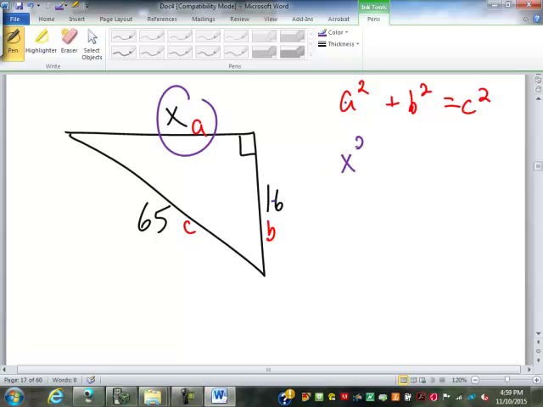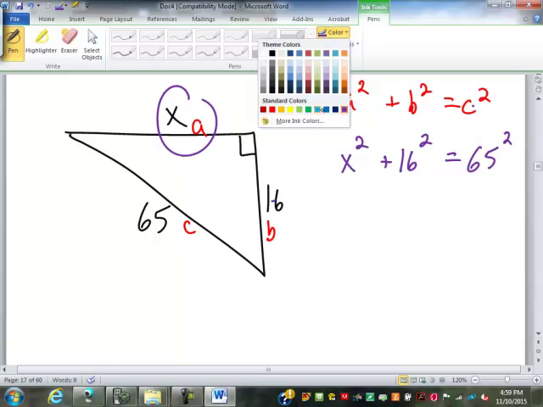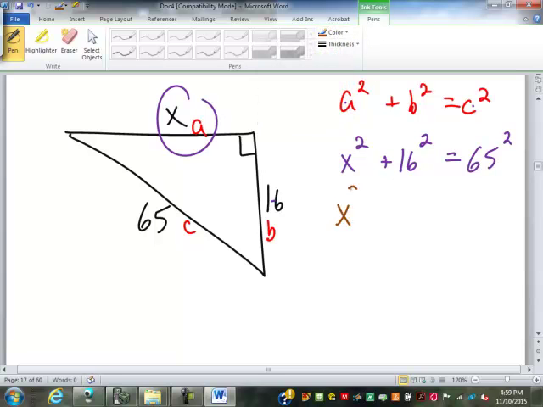So this is going to be x squared. I replace the A squared. Plus B is going to be 16, so 16 squared. And C is the 65, so 65 squared. So x squared plus 16 squared is 256, equals 65 squared, which is what, 4,225?